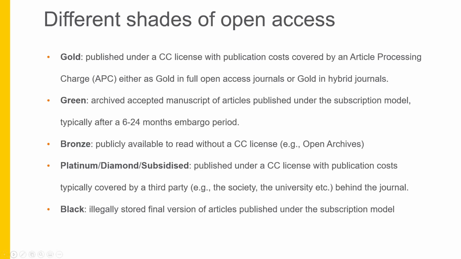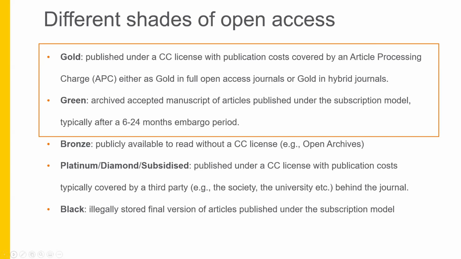Then we have bronze open access. It is publicly available to read without a license. For example, it can be open archives. Platinum is published under a CC license with publication costs, but the publication cost is not on the author or the institution that pays for the author, but is covered by a third party, for example, a society, the university or another body behind the journal. And the so-called black is illegal. It means storing the final version of articles published under the subscription model and making it somehow publicly open for reading.